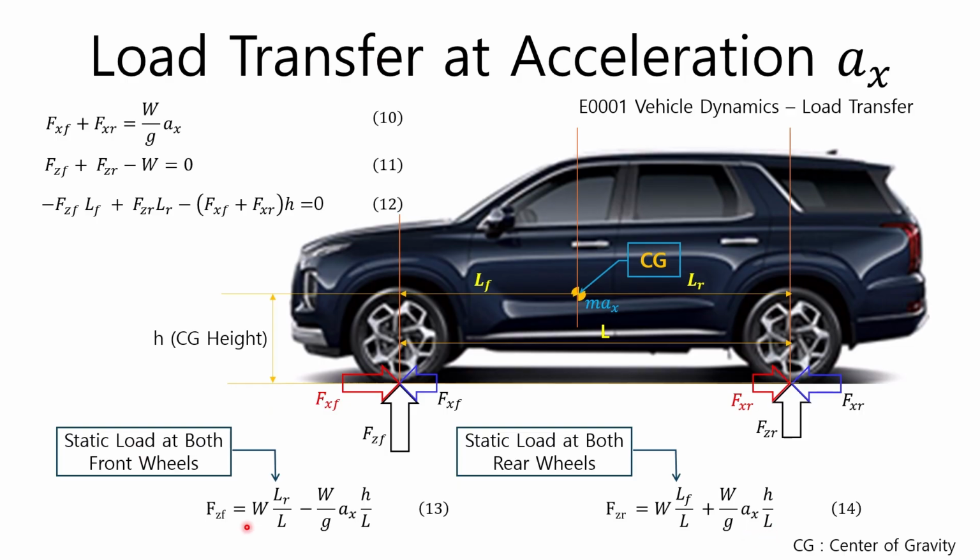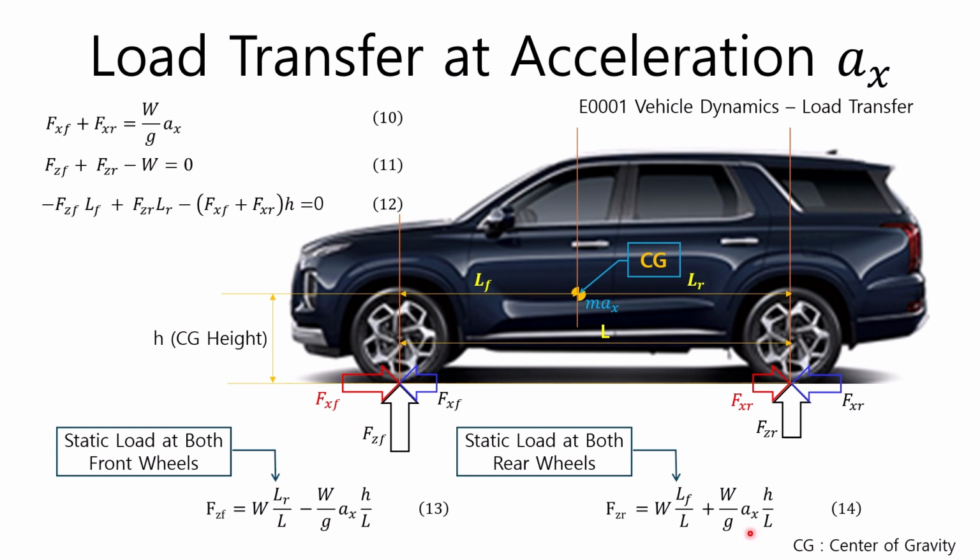The first term on the right-hand side of equation 13 represents the load acting on the front wheels at static state or constant speed, and the second term represents the load resulting from the decrease in weight of the front wheels during acceleration. Similarly, the first term on the right-hand side of equation 14 represents the load acting on the rear wheels at static state or constant speed, and the second term represents the load resulting from the increase in weight of the rear wheels during acceleration.